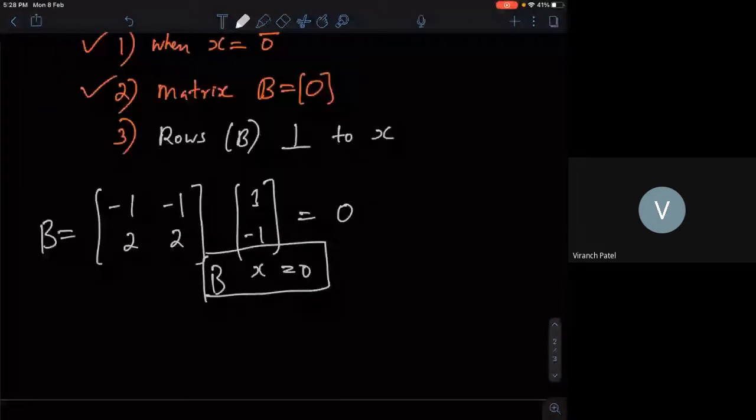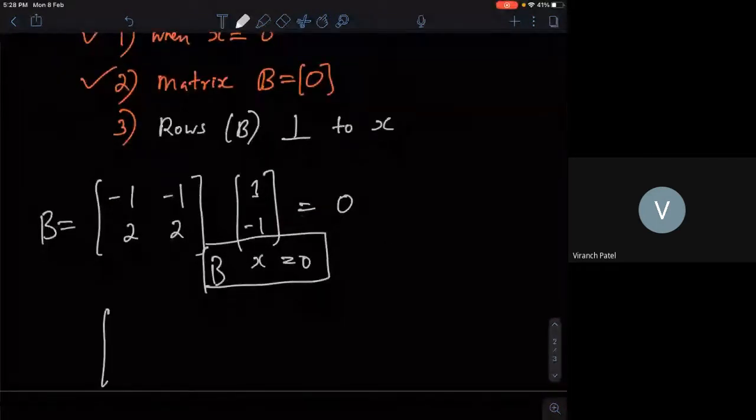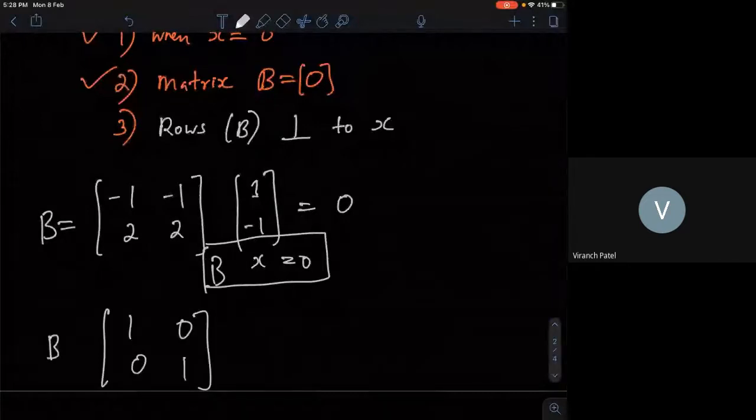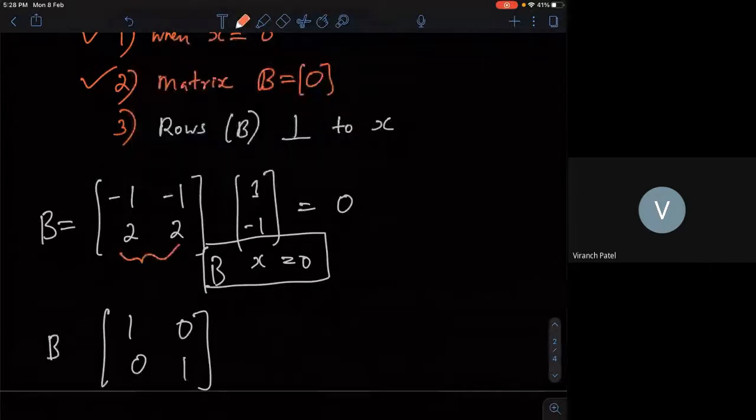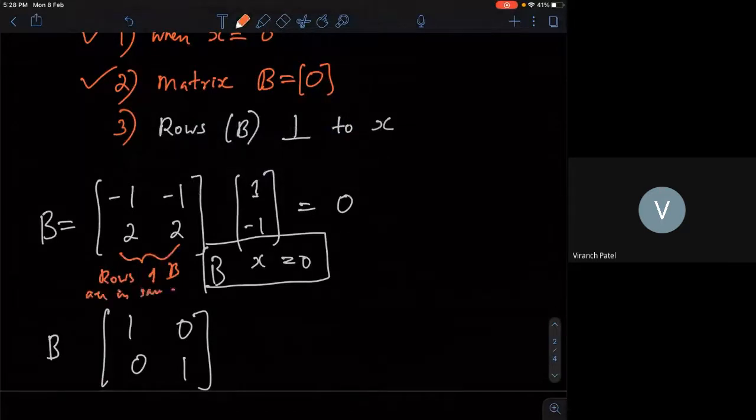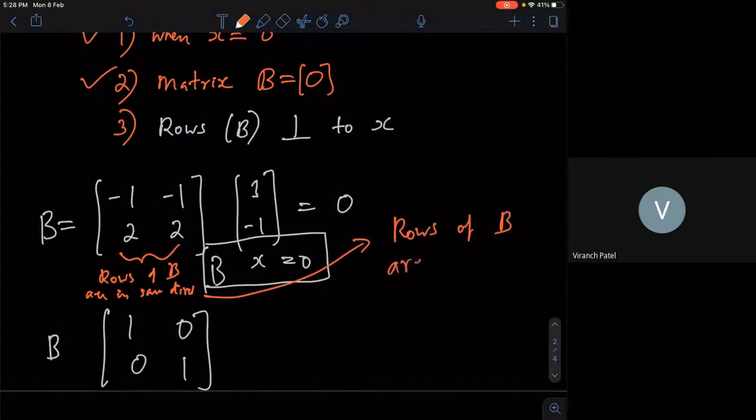I'll give you another matrix. So rows of B are in the same direction, all the rows. Okay, so this is a good claim. So you are saying rows of B are in the same direction. So what do I mean by same direction? Another way to rewrite this, it's not exactly the same, but the better way to say it is: rows of B are dependent.